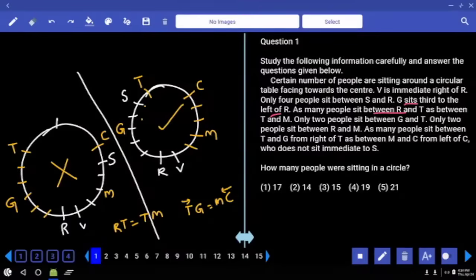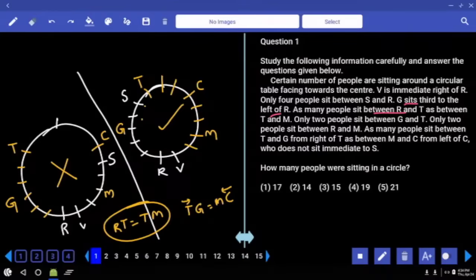And between R and T, same as T and M. T and M, 5 people, 1, 2, 3, 4 and 5. Now this is about set number 1. Clear?